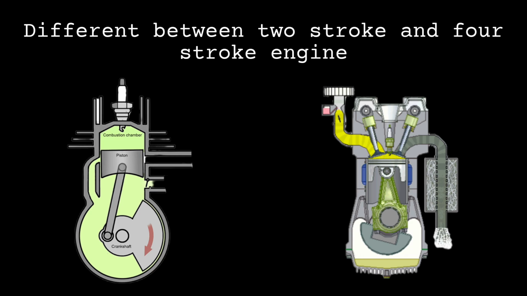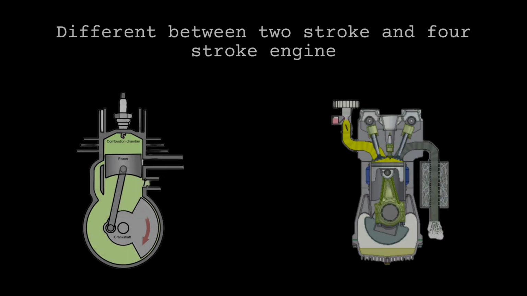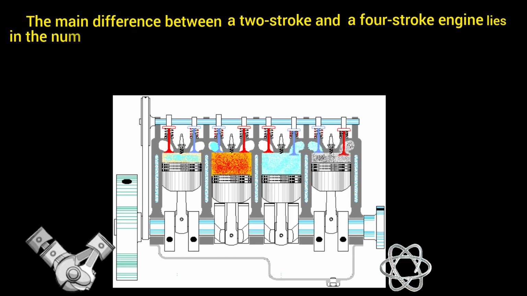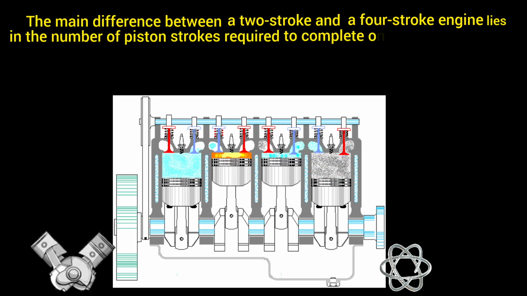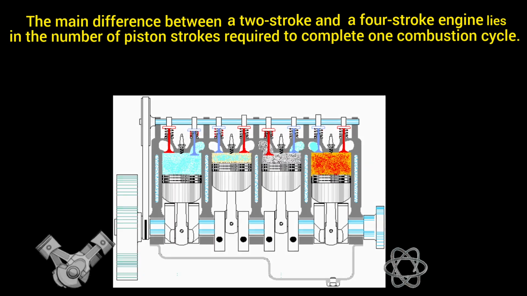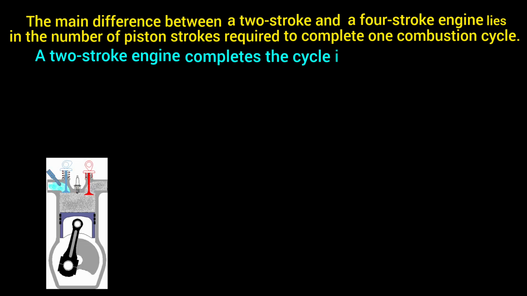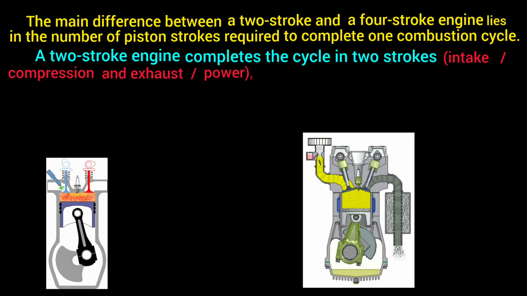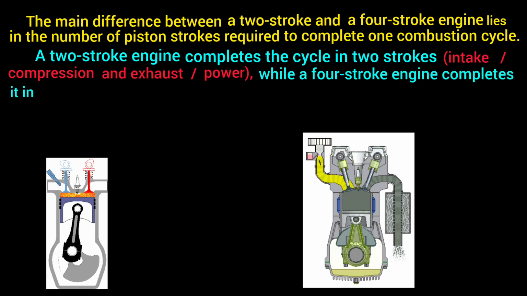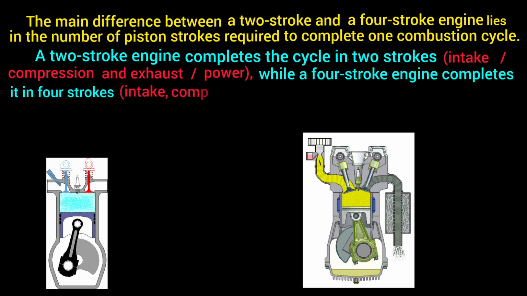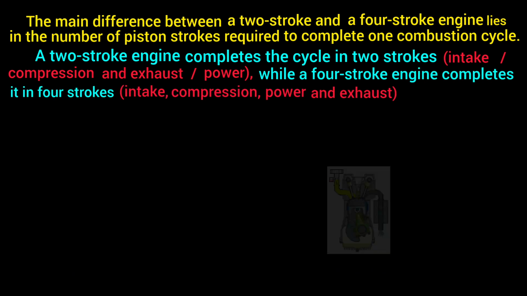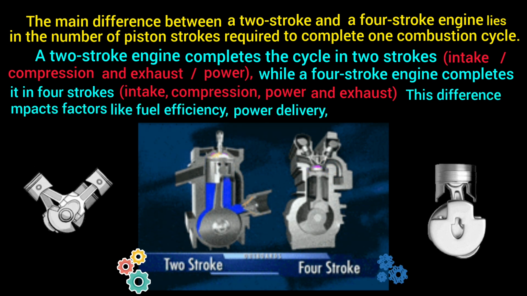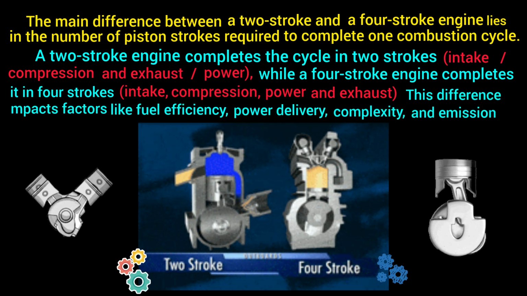Difference between two-stroke and four-stroke engine. The main difference between a two-stroke and a four-stroke engine lies in the number of piston strokes required to complete one combustion cycle. A two-stroke engine completes the cycle in two strokes, intake and compression, and power and exhaust, while a four-stroke engine completes it in four strokes: intake, compression, power, and exhaust. This difference impacts factors like fuel efficiency, power delivery, complexity, and emissions.